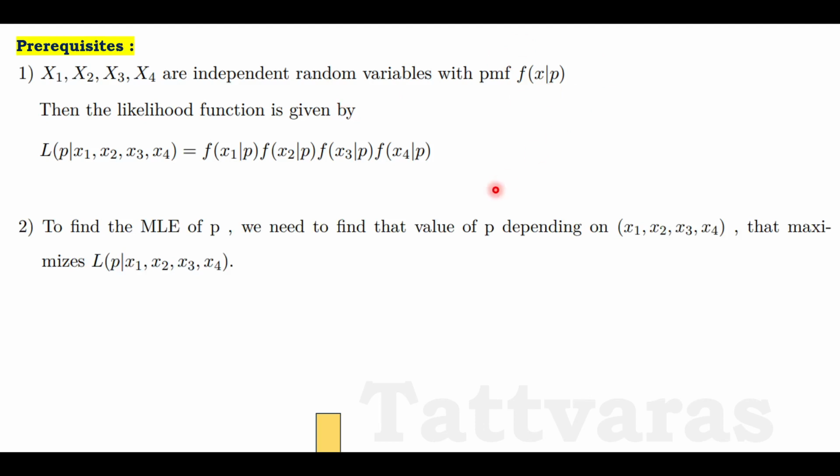And then what is the MLE of any unknown parameter P? So MLE is basically the value of P which maximizes our likelihood. So the likelihood is a function of P, and this x1, x2, x3, x4 are known given you have the observations already in your hand. In that case, this function of P, we try to maximize it and we try to find out the value of P which maximizes this.